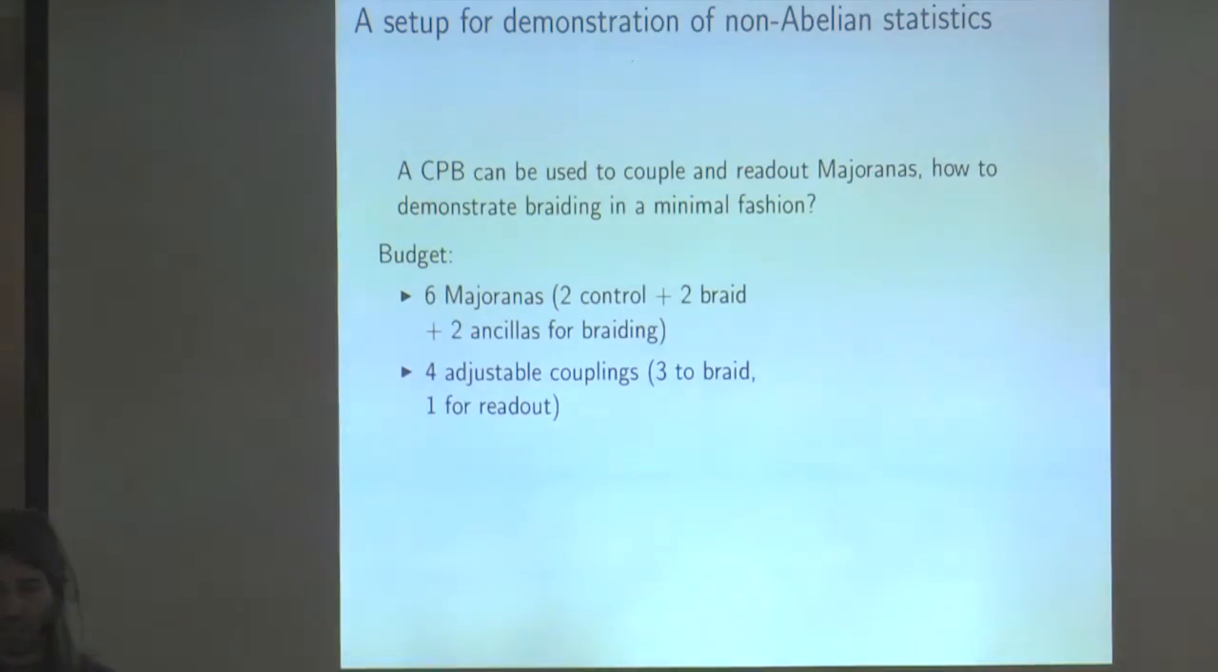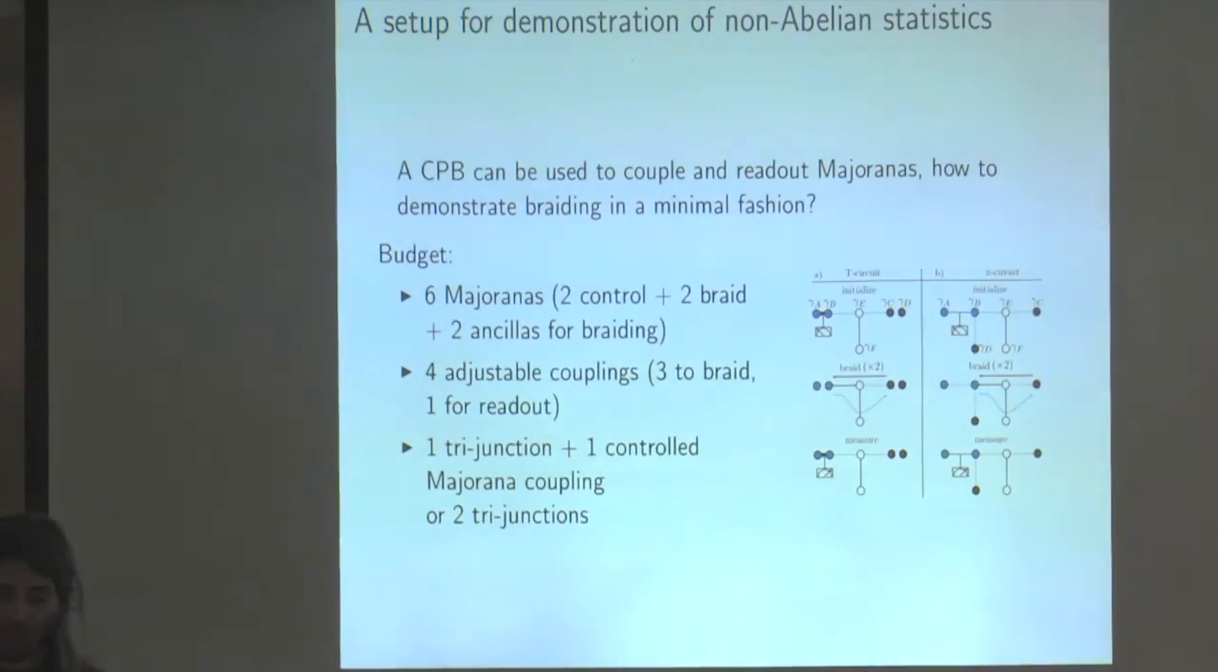So counting the number of degrees of freedom in the Hilbert space, I need 4 controllable couplings. 3 are required, once again, to implement the braider. I don't think there's any simplification possible there. And +1 is for the readout.